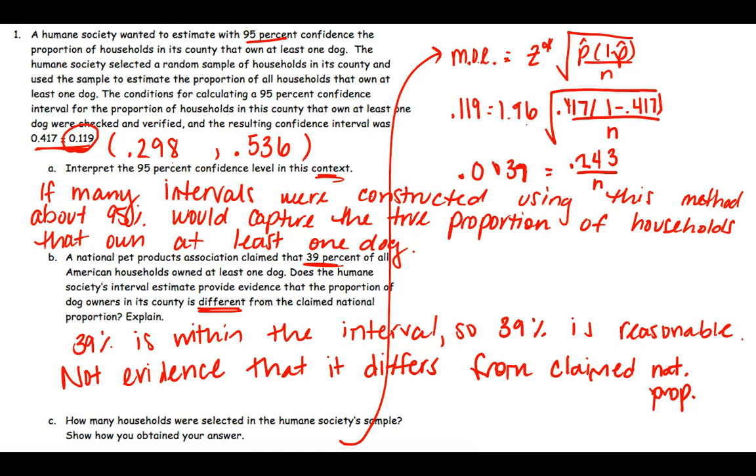over n. I do have to be careful here. The n is in the denominator. So think about it like multiplying both sides by n. And then I would have to divide by that 0.0039. So I have 0.243 divided by 0.0039, which is going to give me n equals 65.95. So it was probably 66 with the rounding.